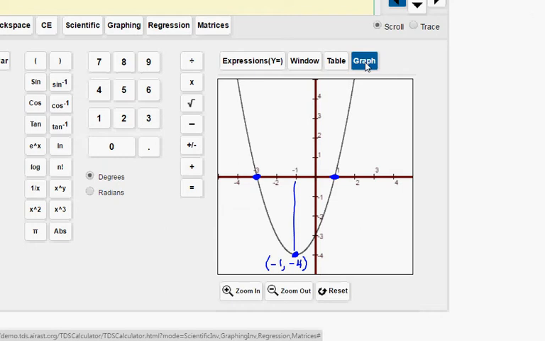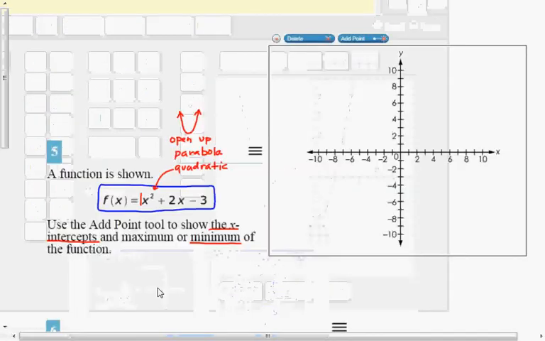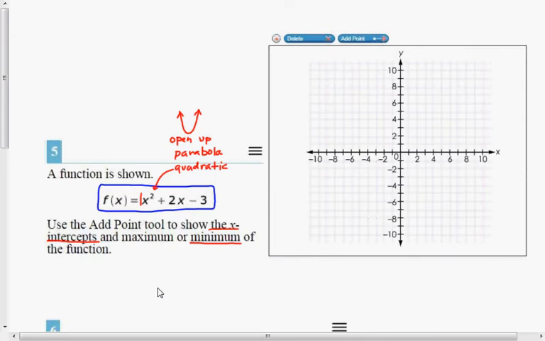We want to put x-intercepts at negative 3 and positive 1. And then we want to put a point for the minimum at negative 1, negative 4, which is right here. And that is, I think, all you have to do for this.